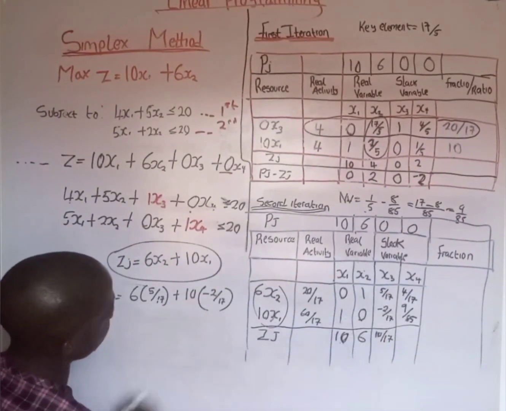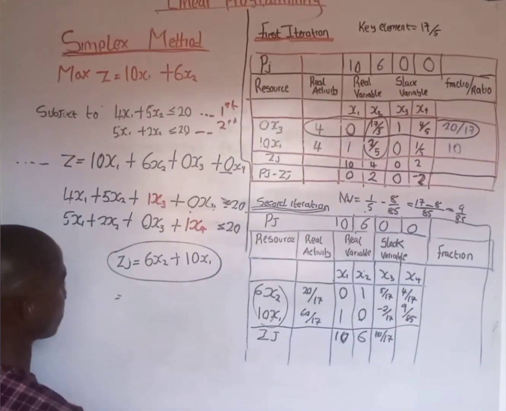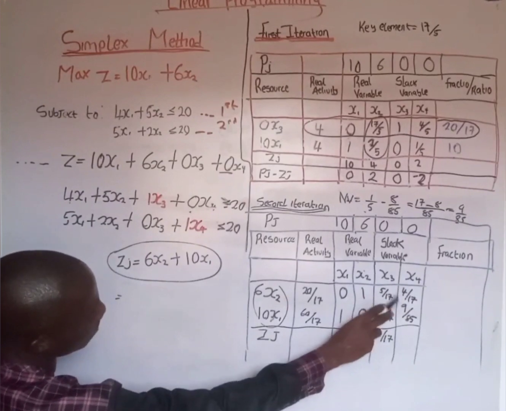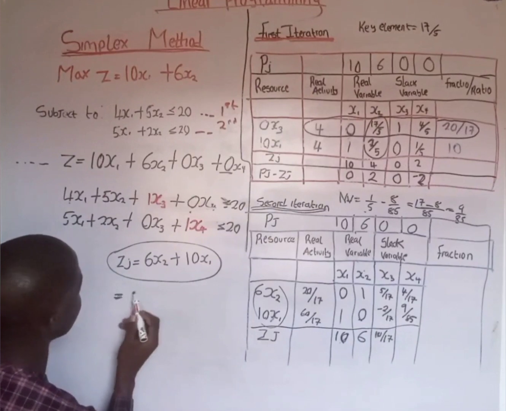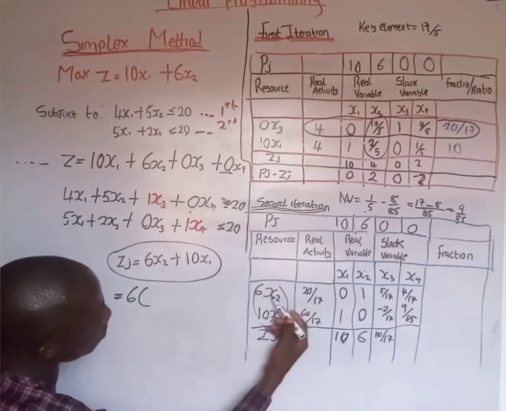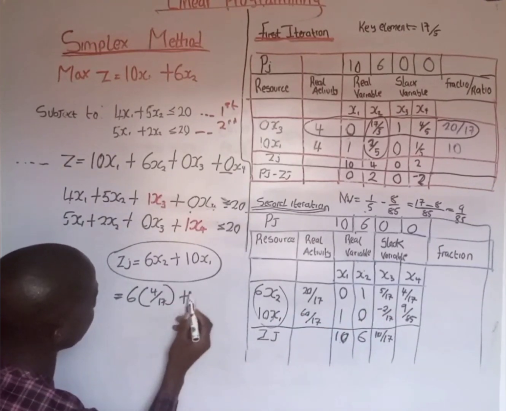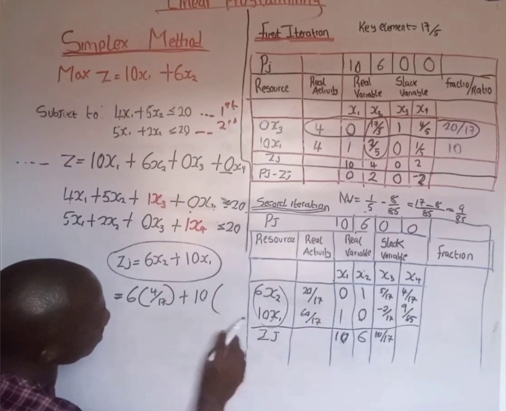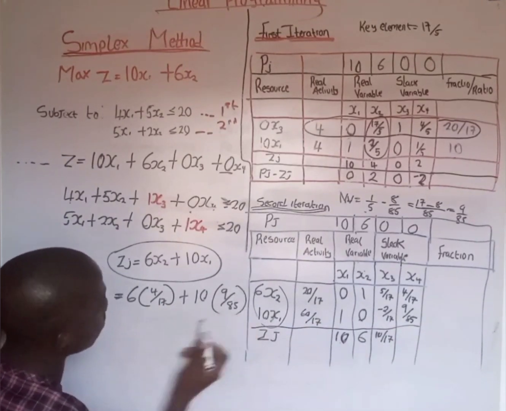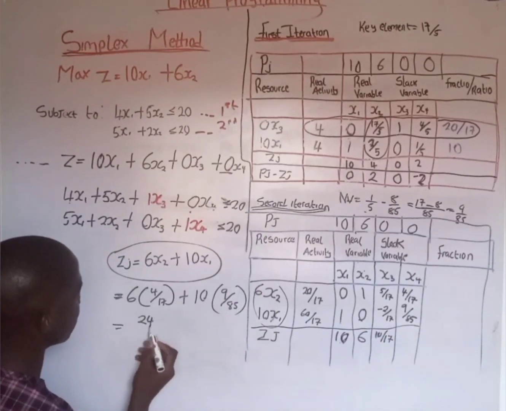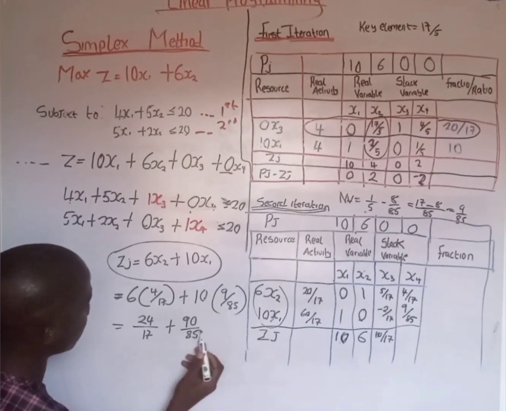The ZJ of column X4. I'm still going to use the same approach. Okay, let me erase this. The ZJ of column X4, I have 4 over 17 and 9 over 85 as X2 and X1 respectively. So I'm going to have 6 into brackets, the value of X2 on column X4, which is 4 over 17, plus 10 into brackets, the value of X1 in column X4, which is 9 over 85. So 6 times 4 is 24, 24 over 17, plus 10 times 9 is 90, 90 over 85.